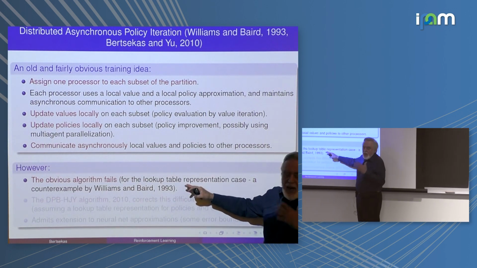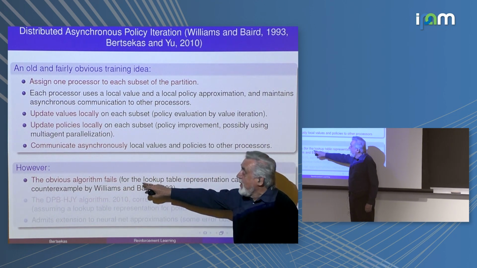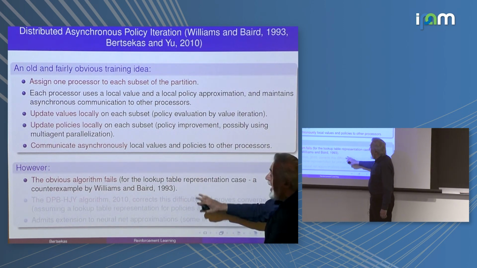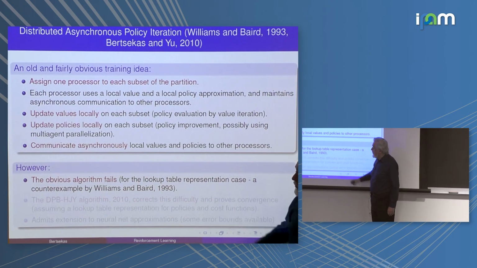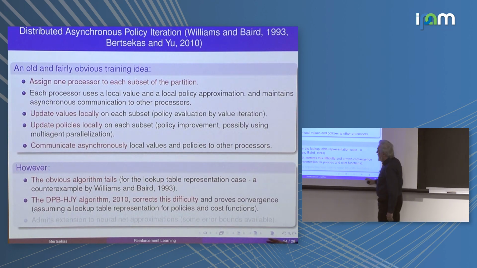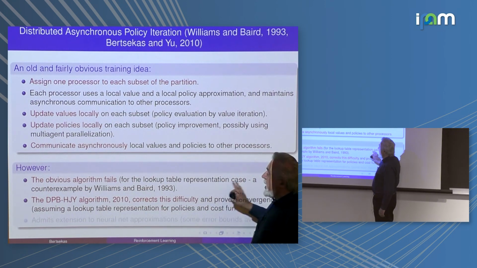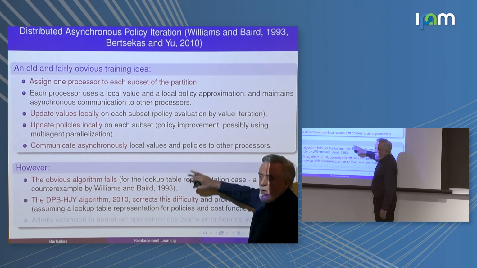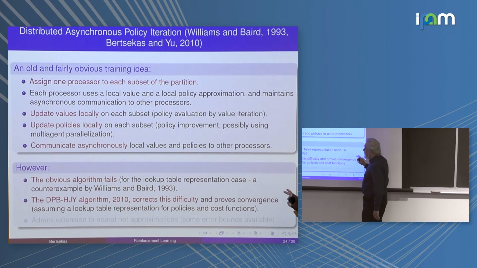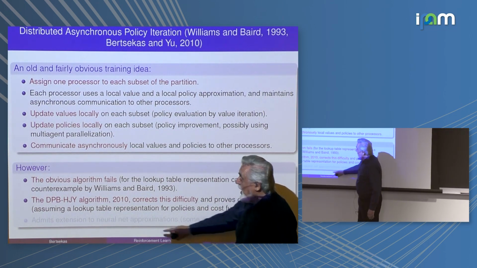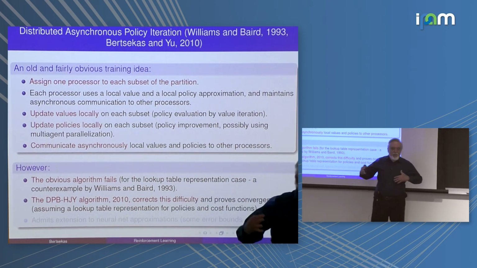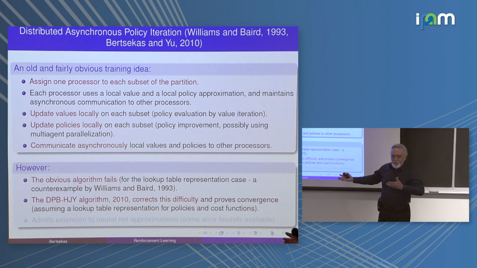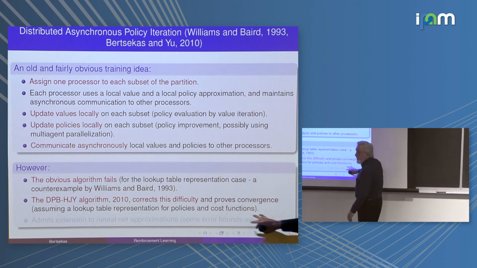This obvious algorithm has been around for a long time, but Williams and Baird gave a counterexample showing that this algorithm can fail even with a lookup table representation of values and policies, and also for a deterministic problem, actually. It just needed some asynchrony. Now, my work with Jenny Yu from 2010 corrects this difficulty. We modify this algorithm so that this convergence difficulty does not occur, and we have proved convergence to the optimal policy and optimal cost function, assuming a lookup table representation for policy and cost functions, and also allowing for asynchrony. In other words, the values and policies that processors get from their neighboring processors could be out of sync. They could be out of date. All of this is not trivial to prove, by the way.